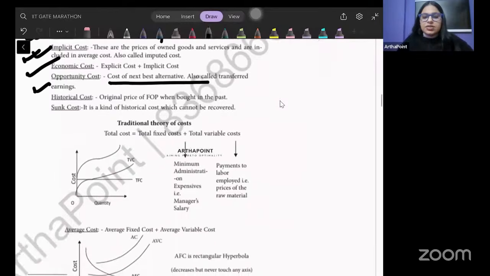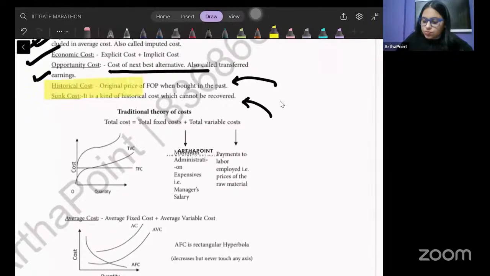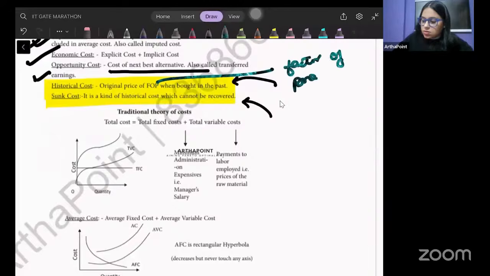यहाँ पर कभी कभी in exam, they may ask you what is historical cost and what is sunk cost. So just remember these two. Historical cost is the original price of the factor. This is factor of production. When it was bought in the past.